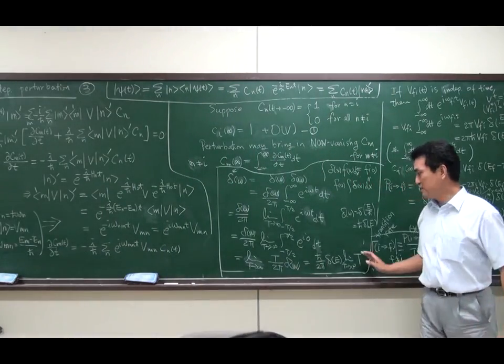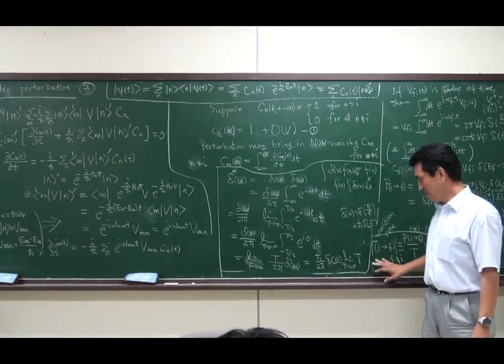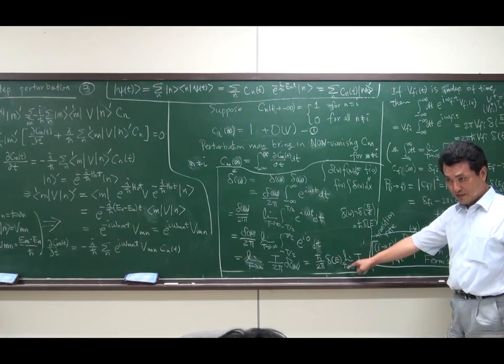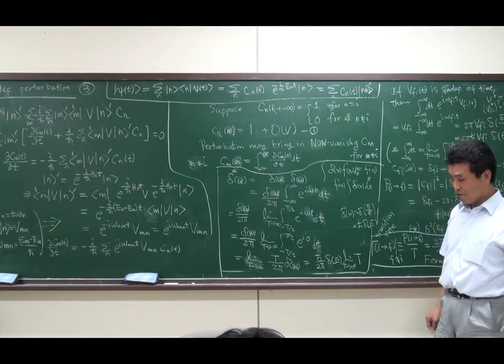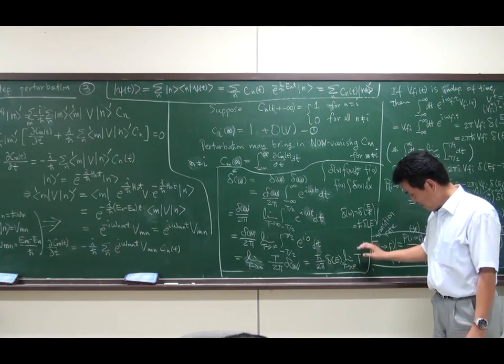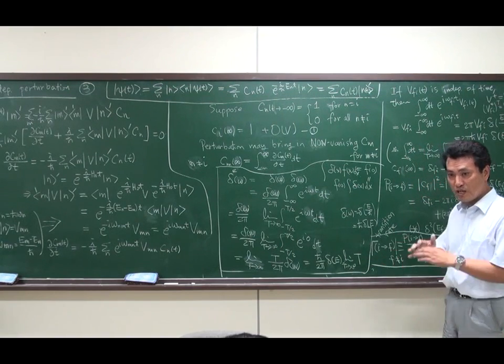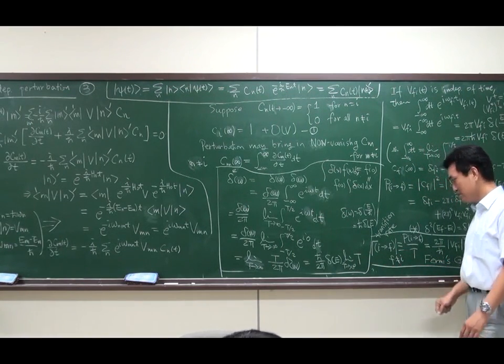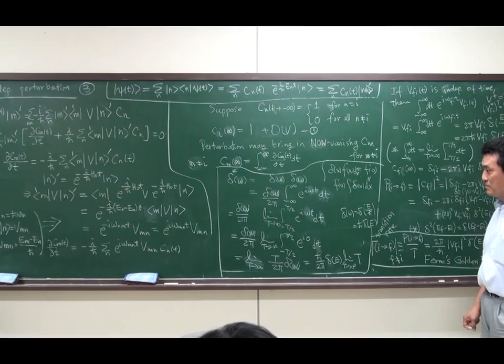I assume that this is an operator. There is something else before we take the limit T goes to infinity. If you take the limit T goes to infinity first and then take the ratio, you cannot find any answer. Okay? That's it.